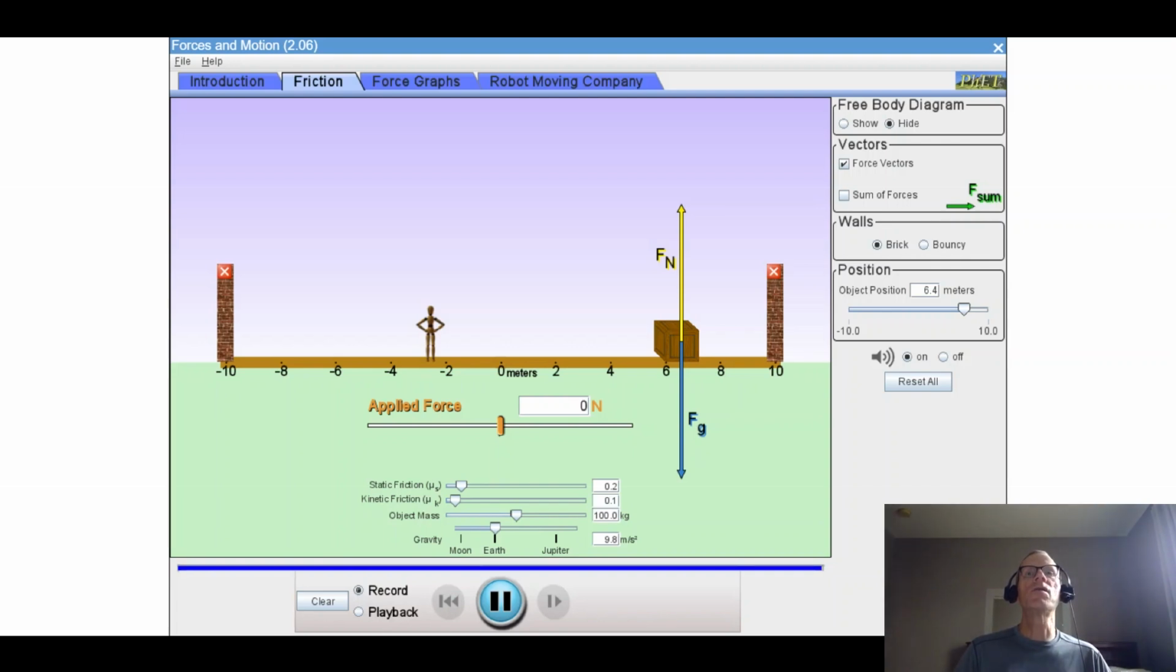So you could use this simulation to look at the relationship between the frictional force and the normal force, for example. The normal force is the same if the box is 100 kilograms and the static friction is 0.5, or the box is 100 kilograms and the static friction is 0.2. The normal force stays the same, but the frictional force changed. So you could use this simulation to derive a relationship between the normal force and the frictional force.